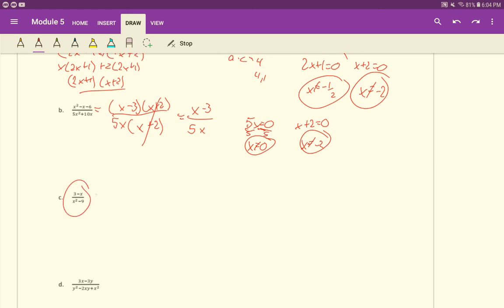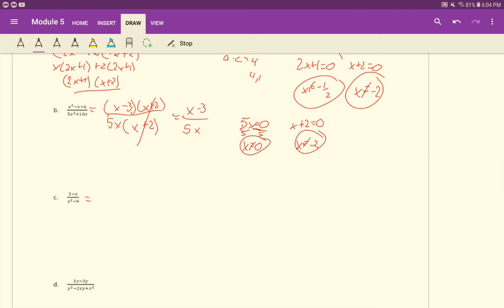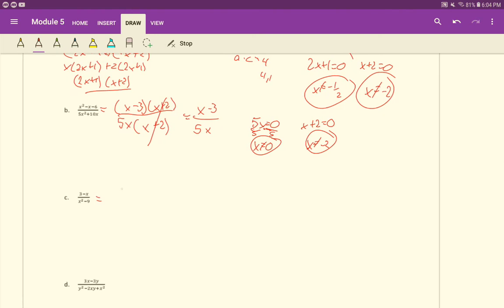So looking at letter C, we can see that in the numerator there's not really anything we can do to factor that, so it's just going to have to stay at 3 minus x. So we'll rewrite that, 3 minus x. And then in the denominator, x squared minus 9, that is a difference of squares. We can think of that, if you want to, as x squared plus 0x minus 9, and we can use the product sum. Two numbers that multiply to make negative 9, but add to make 0. Pause the video and think about what two numbers multiply to make negative 9, but add to make 0.